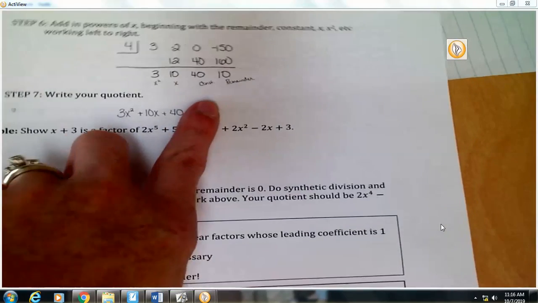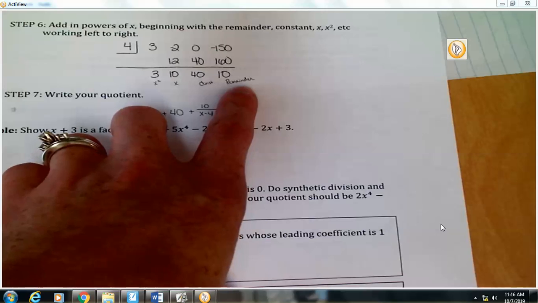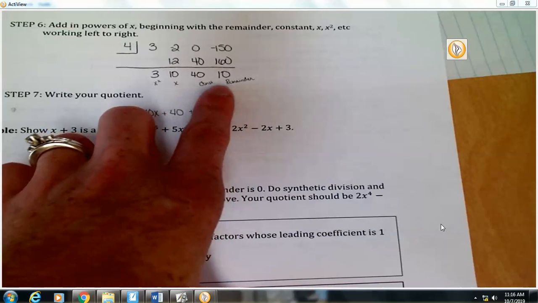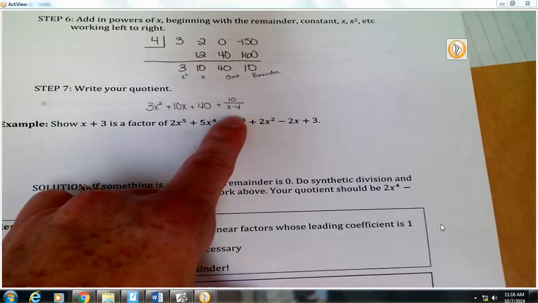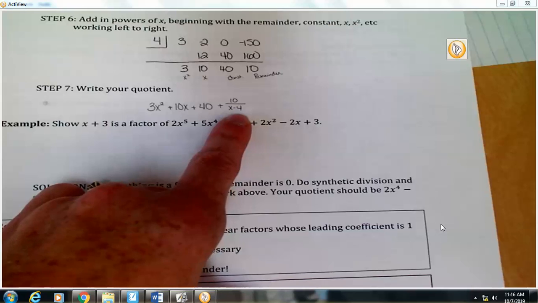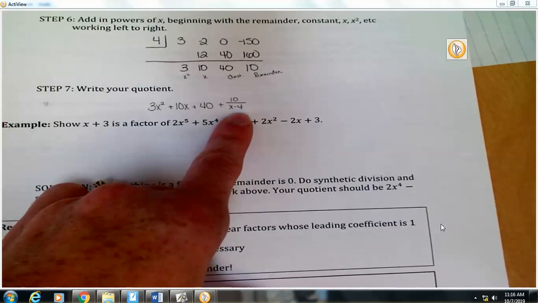So then you can rewrite this in terms of your answer. That final number is always your remainder. You have your constant, your x, and your x squared. So our quotient was 3x squared plus 10x plus 40. And then you always put your remainder over what you were originally dividing by.